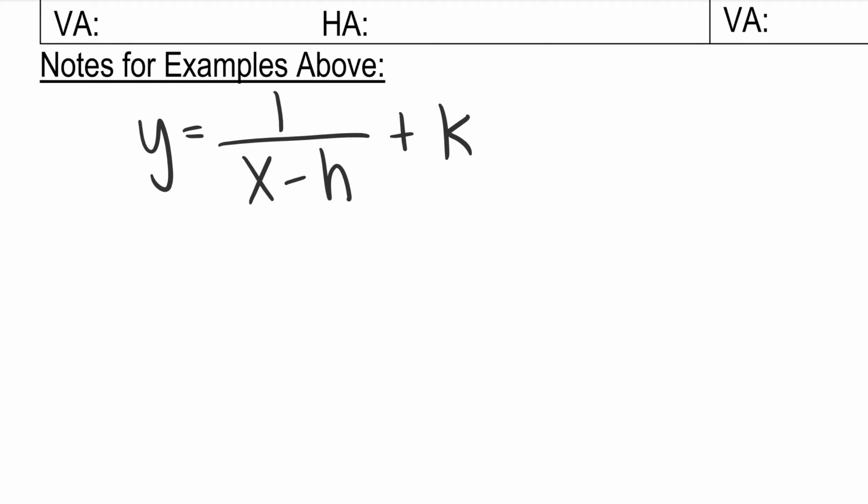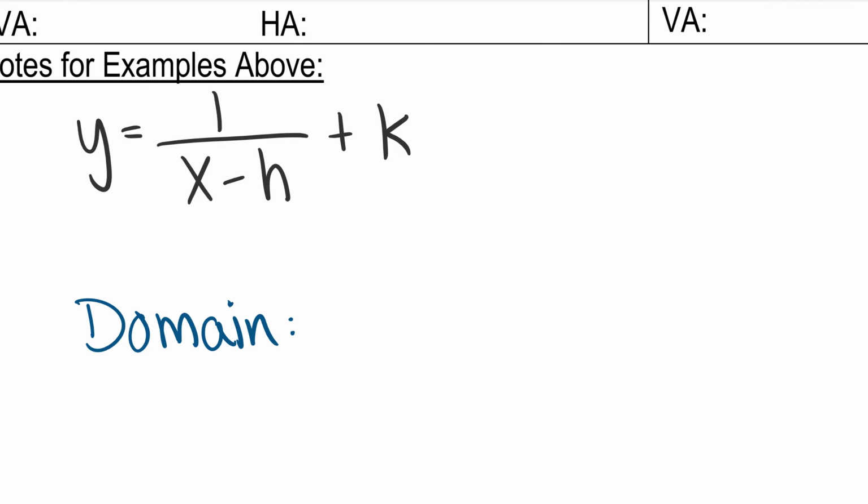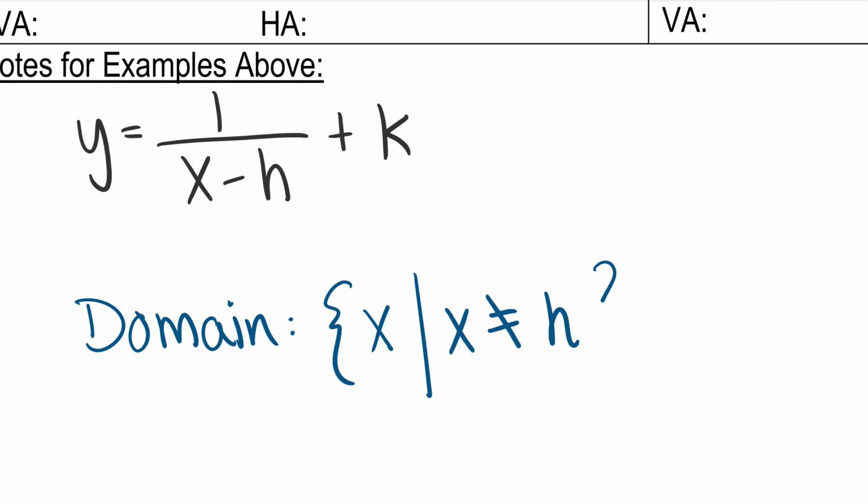Okay, so let's go through and do domain. If I want to write domain for one of these functions, here's how I would write this. I'm going to do it in set notation. So I have a little fancy bracket, and I'm going to say I have x such that x does not equal h. Okay, that's pretty much saying that it's every number except for h, because if that's my asymptote and I can't cross that point or that line, then I'm never equal to that number.